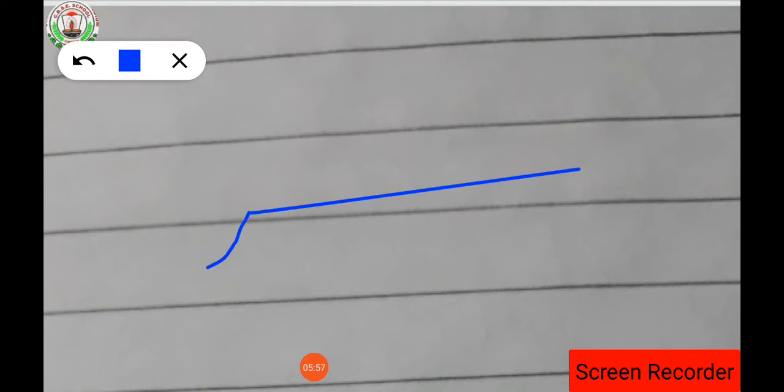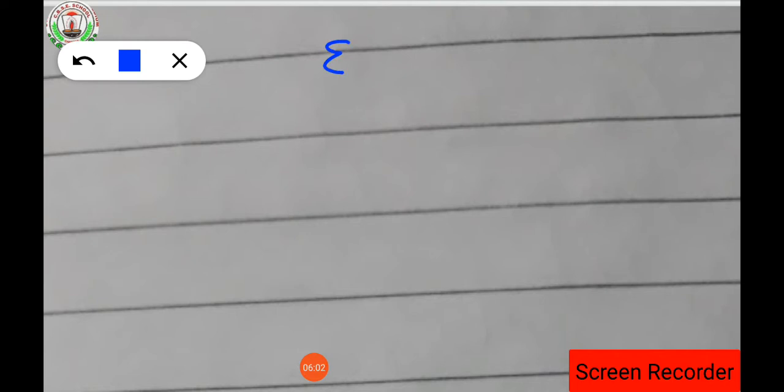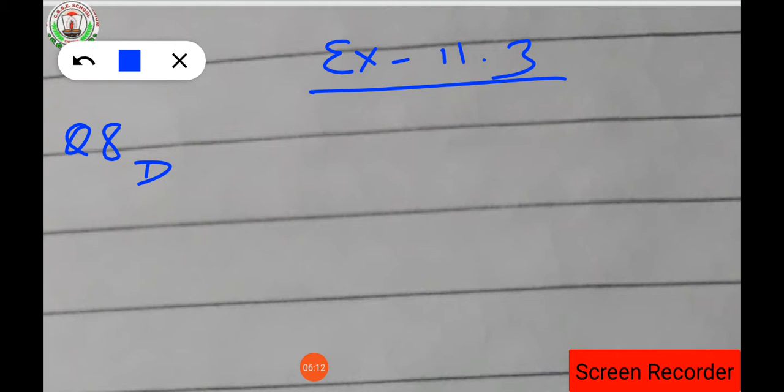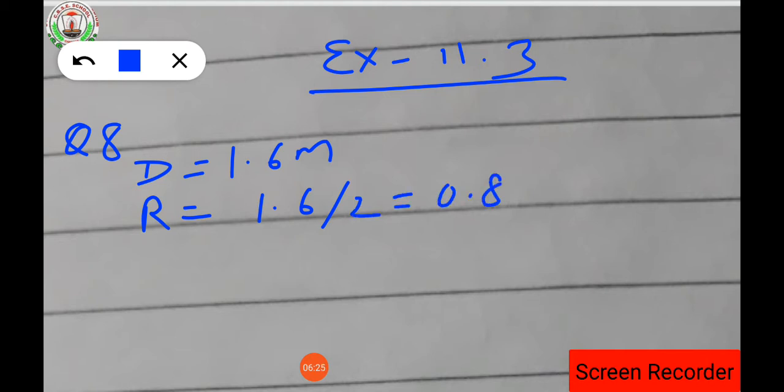Now, exercise 11.3, question number 8, isn't it? What is said in the question? Diameter is given as 1.6 meter, isn't it? So the radius will be how much? 1.6 divided by 2, that will be 0.8 meter.